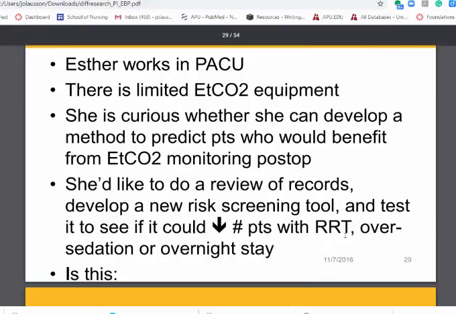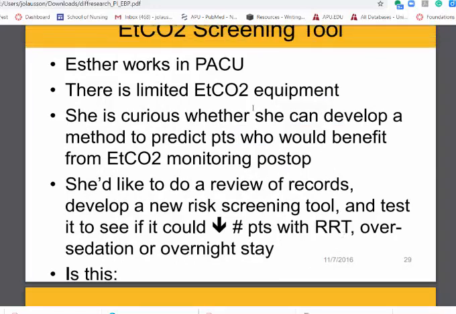Okay, here's one. Esther works in the PACU. There is limited end-tidal CO2 equipment. She wants to see if she can develop a method to predict patients who would benefit from end-tidal CO2 monitoring post-op. She'd like to do a review of the records, develop a new risk screening tool, and test it to see if it could decrease patients with RRT over sedation or overnight. I would say this is research because this is something new that she's doing. She's going to develop a new screening tool and then test.